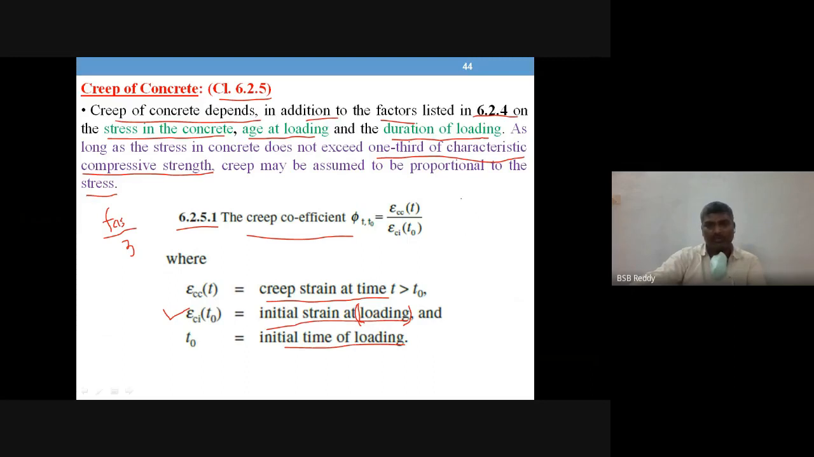If you just draw the stress diagram, stress versus creep value, that will be linear, proportional to stress. This phi is proportional to the stress. That is the meaning of this. This is given in the IS code. If you keep your IS code open, which is 456, it will give you the formula for the creep coefficient definition.